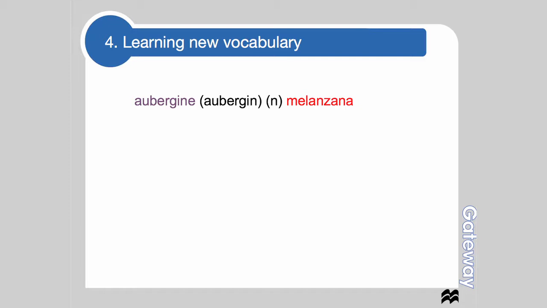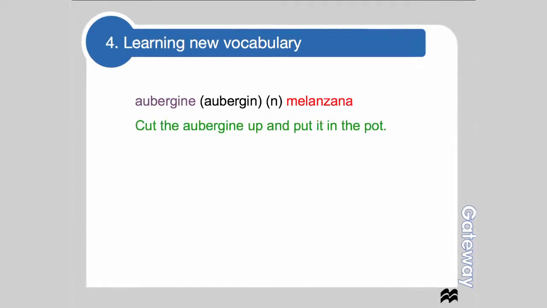The first bit of information that I want to know and to note is perhaps how to say the word. We can see that the stress is on the first syllable because we say aubergine. We don't say aubergine or aubergine. We can see that it's a noun. Perhaps I also want to write what it is in Italian to make sure that I remember what the meaning is. Then, as we've already said, it's really important to put the word into context. So here, for example, cut the aubergine up and put it in the pot.